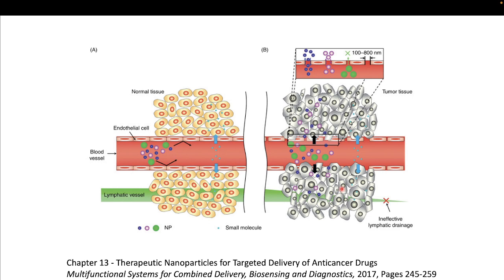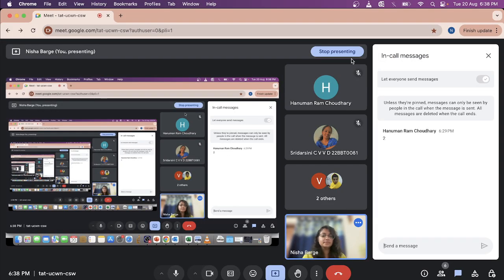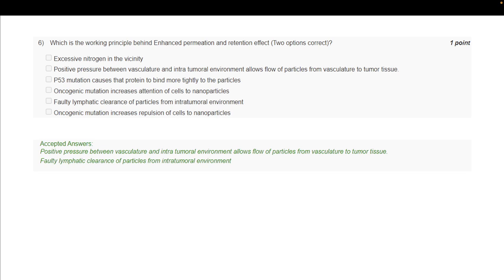So this is one of the ways where you can increase the delivery of your drugs to the tumor tissue. That is why both these options are correct. This is the working principle behind the EPR effect. Is this clear to everyone? If there are no doubts, I'll move towards the next question. Okay, then let's look at the next one.